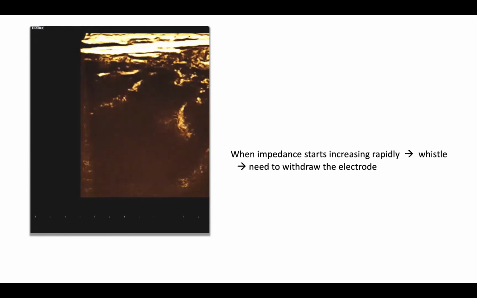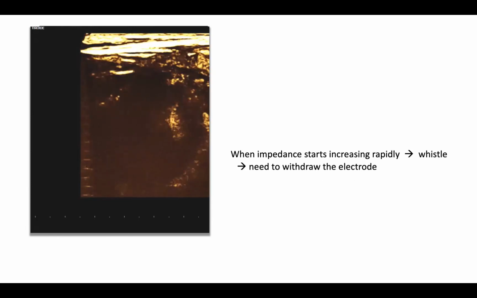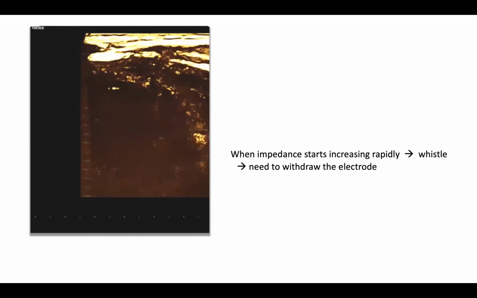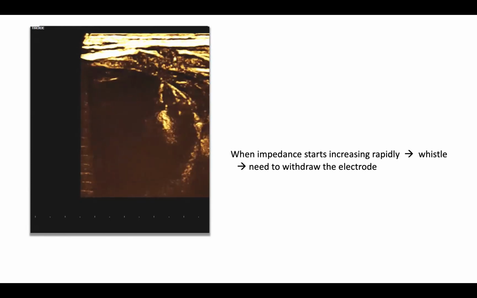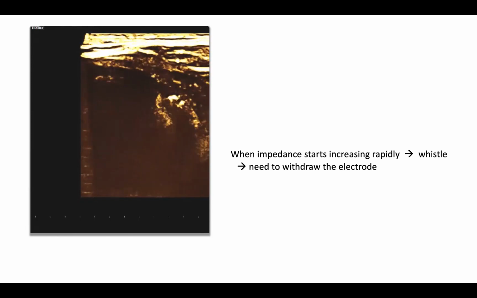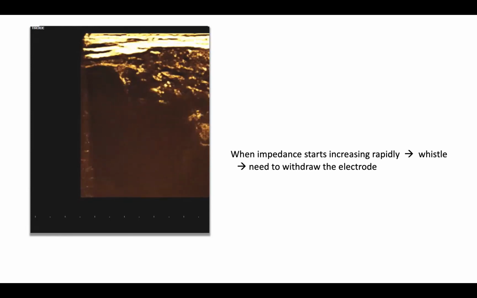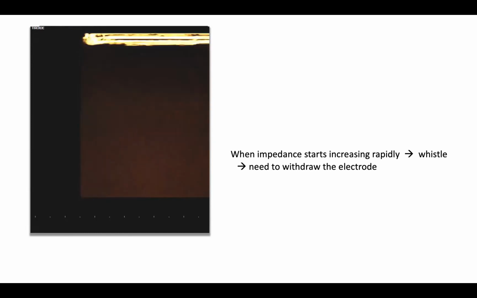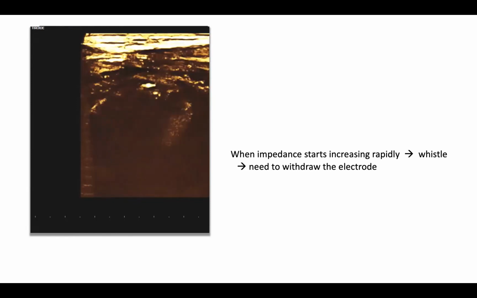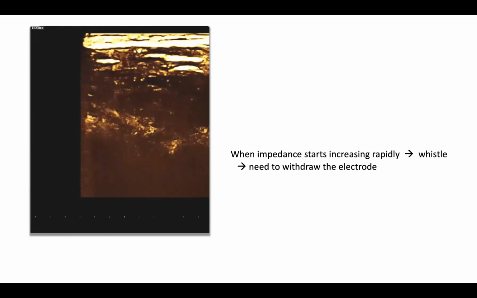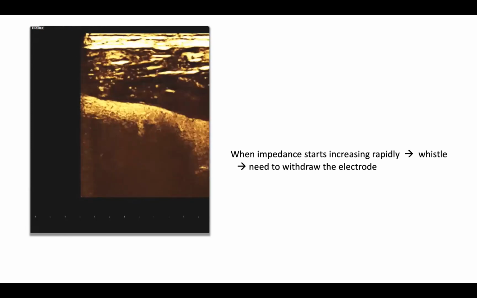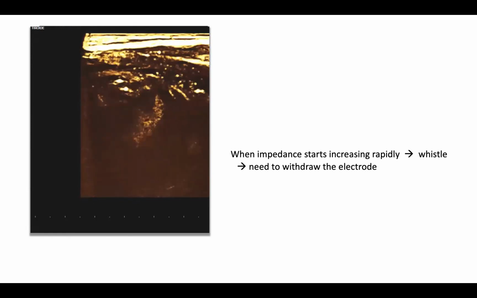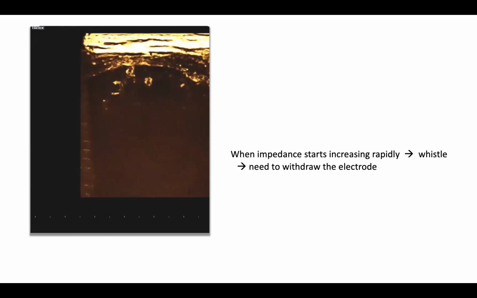It is important to notice that during the procedure with this ultrasound machine, when the impedance of the tissue starts increasing rapidly, we hear a whistle informing us that we need to withdraw the electrode and try to cover another portion of the nodule. This allows us to cover adequately the entire mass without wasting time and without achieving too much necrosis in a small area, which could theoretically cause charring. And charring is the negative point for radiofrequency ablations.